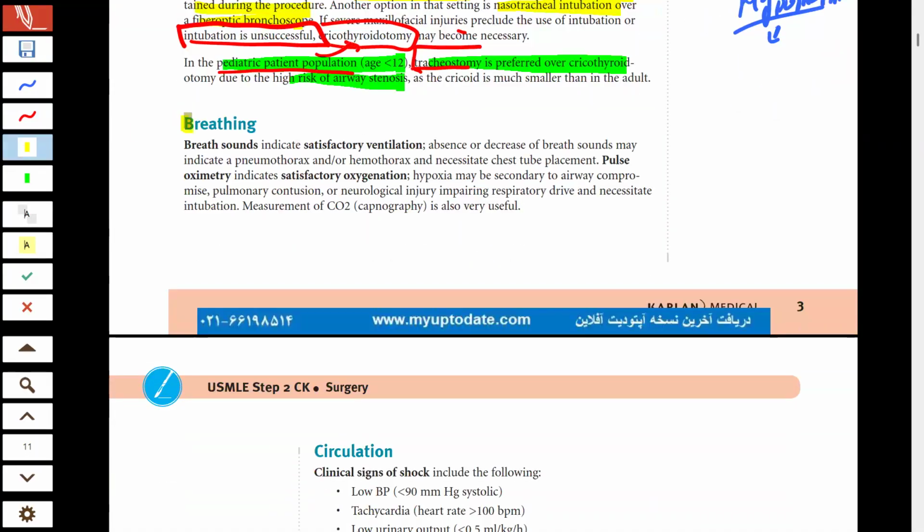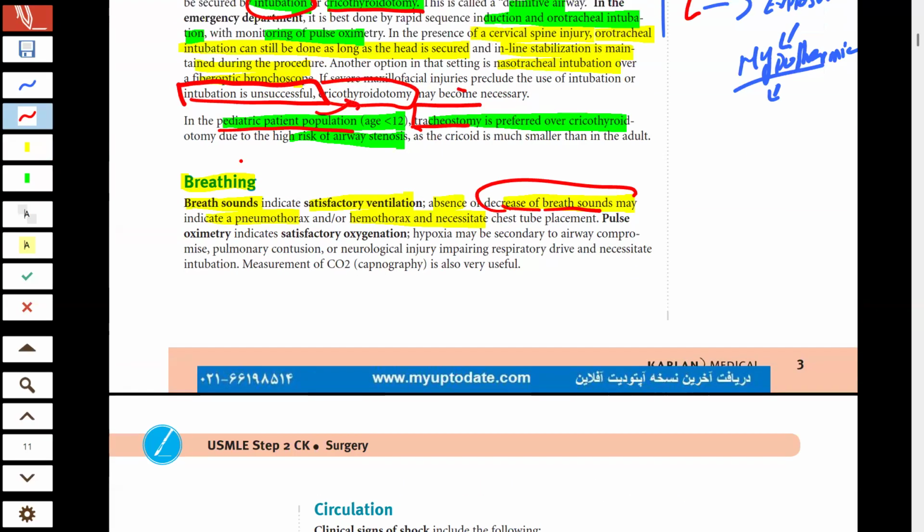Move to next. Second is breathing. Breathing sounds indicate satisfactory ventilation; absent or decreased breath sounds indicate pneumothorax or hemothorax. Basically, we will auscultate the chest to listen to the chest sounds with the help of a stethoscope. If there is any absence or decrease in breath sound on auscultation, we will think there is a hemothorax or pneumothorax over there. So that's why we have to go with chest tube placement.